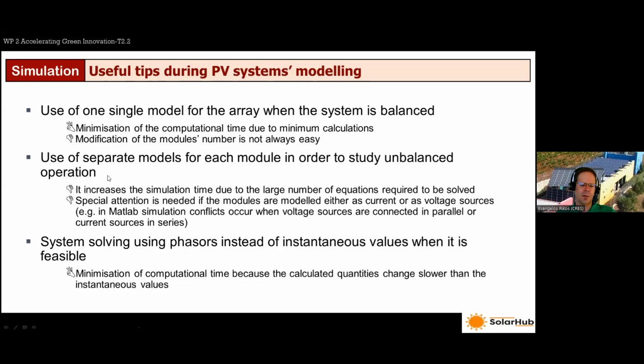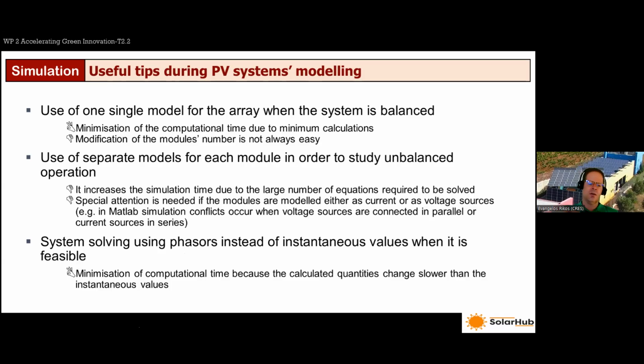On the other hand, using separate models for each module is useful when you have an unbalanced operation, but of course, this increases the simulation time. It takes way longer for a simulation model to finish its computations, and it always requires special attention depending on the simulation environment the user uses. For example, from my experience with MATLAB Simulink, when you model the modules as current or voltage sources, you have to be careful how to connect them in parallel or in series. Otherwise, errors emerge from the simulation.